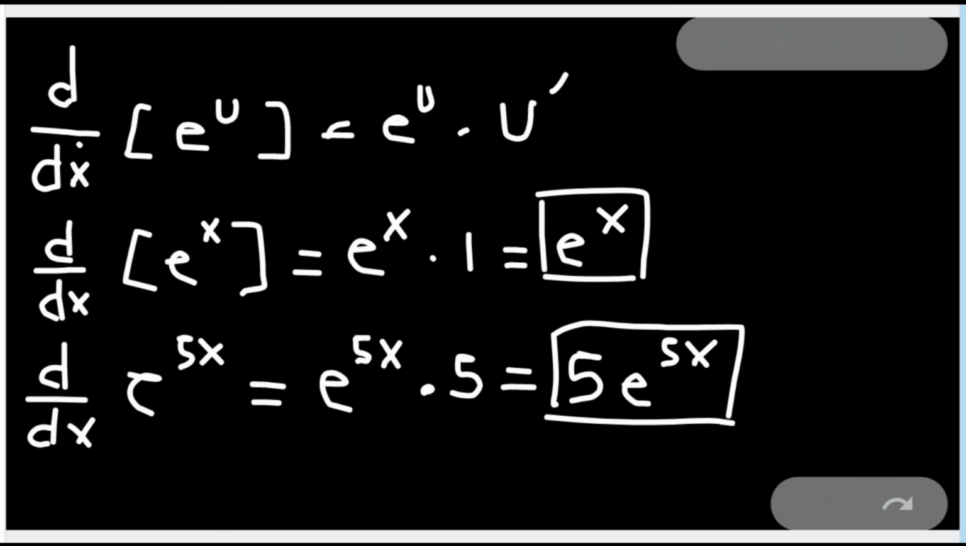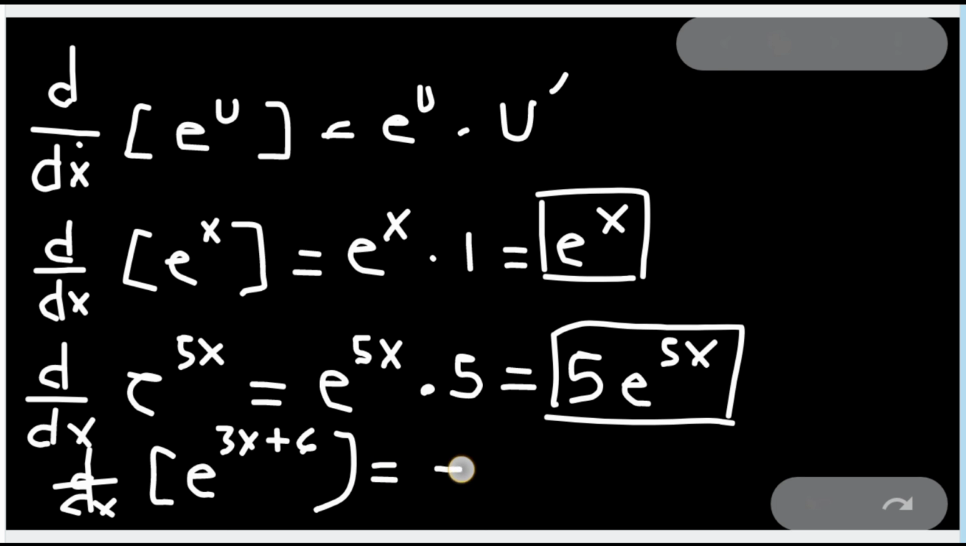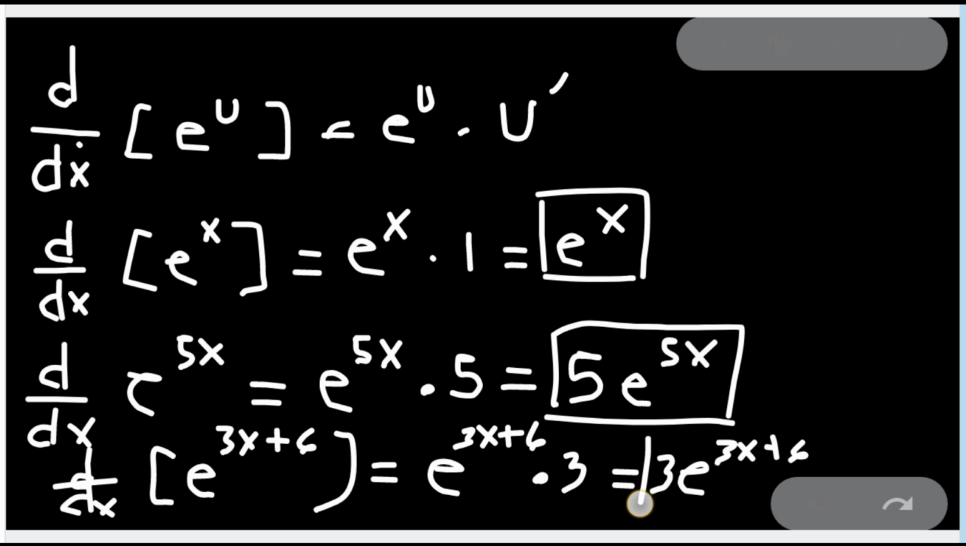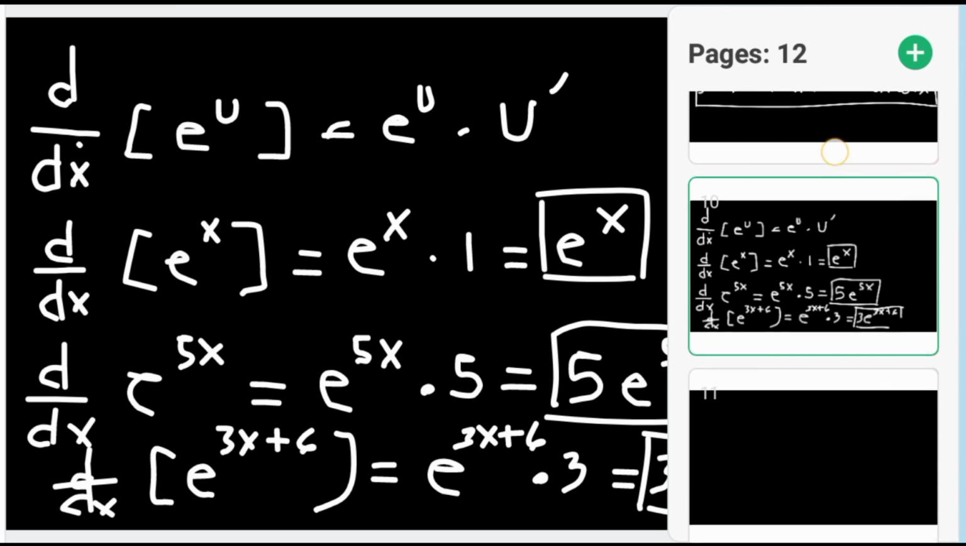Let's try another example. Let's say we have d over dx of e raised to 3x plus 6. So let's copy e raised to 3x plus 6, and our u here is 3x plus 6. So we need to get the derivative. The derivative of 3x is 3, and the derivative of 6 is 0 because it is constant. So we have now equals 3e raised to 3x plus 6. So that's the derivative. Let's have more examples of this exponential function.